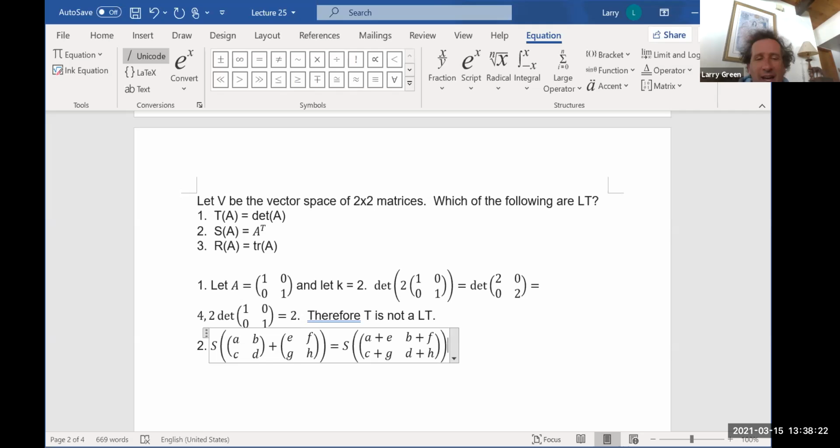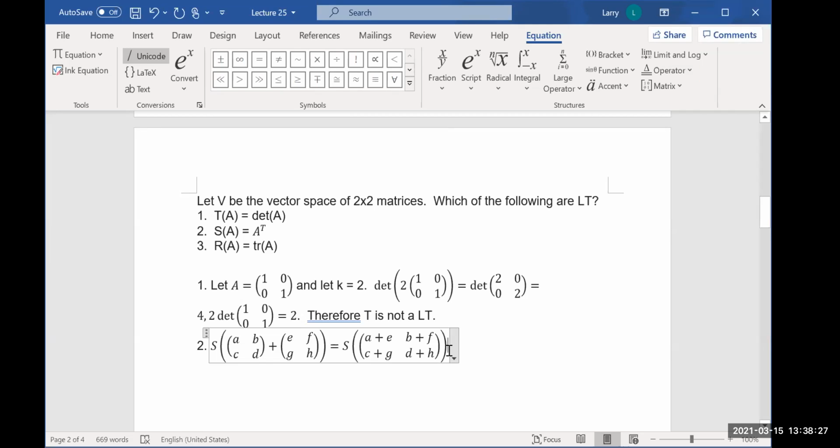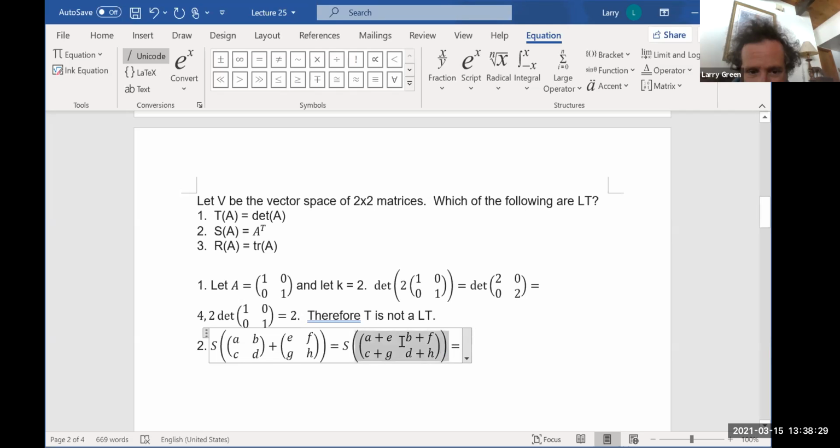All right, what does S do to the matrix? Transpose. Takes the transpose. So let's take the transpose. Transpose switches the off diagonals. So that B plus F becomes a C plus G, and the C plus G becomes a B plus F. Anyone lost on that? Okay, so that's what S of these two matrices are.